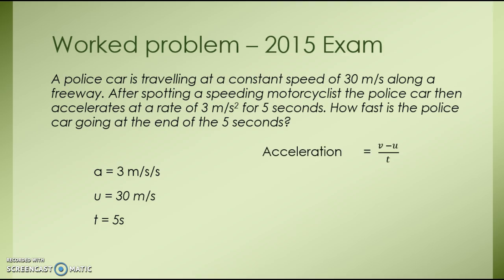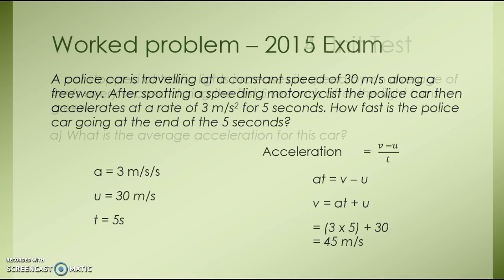Now you can do this a couple of different ways depending on how you like to do your maths. I like to rearrange the formula before putting the numbers in. If you want to put the numbers in first, then please be my guest. You'll still get the same answer. But as long as you start with the right formula of acceleration is v minus u over t, I'm going to rearrange that, bring the t up, which makes at equals v minus u, and then rearrange to have v equals at plus u. Now putting in the numbers, we end up with 3 times 5 plus 30, and that gives us a final velocity of 45 meters per second.